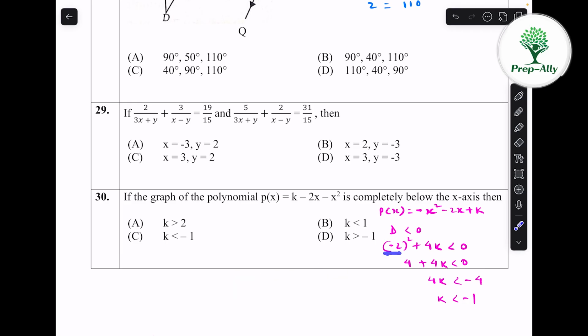So b square minus 4ac: (-2) square minus 4 into -1 into k, so plus 4k, right? So this should be negative. That means 4k should be less than -4. That means k should be less than -1. So this is the answer.